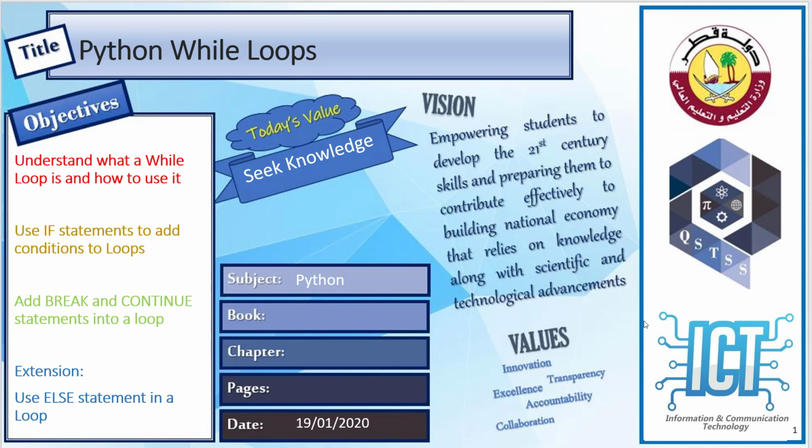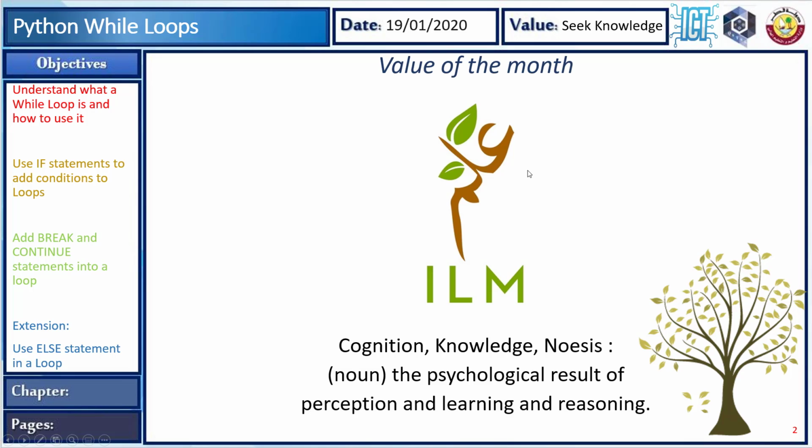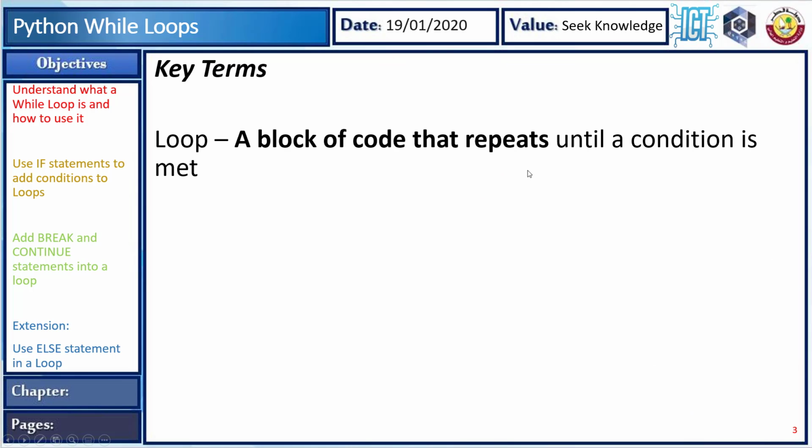First of all, let's go through the key terms. First of all, a loop. A loop is a block of code that repeats itself until a condition is met. It's just like asking someone to run around a circuit until a condition is met. So it could be run around a circuit, and the condition could be until you've done it 6 times. So you'll run around the block 6 times.